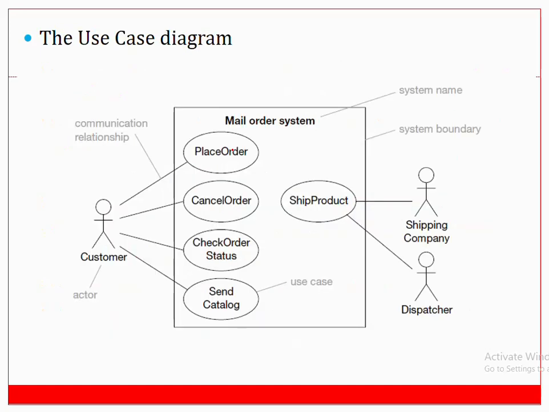In this example, you can see a complete use case diagram where there are three actors, namely customer, shipping company, and dispatcher. Each and every actor will have corresponding use cases. For example, place order, cancel order, ship product, etc. And a relationship line connecting from the actors to the corresponding use cases. In this example, customer can place an order and a shipping company and a dispatcher can ship the product. Finally, a rectangle box covering all the use cases together.